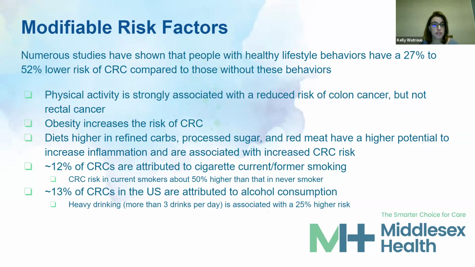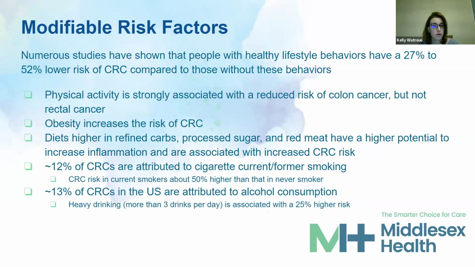Physical activity, for example, is strongly associated with a reduced risk of colon cancer. On the other hand, obesity increases the risk of colorectal cancer, as does a diet high in refined carbs, processed sugar, red meat. These all have a higher potential to increase inflammation and are associated with increased colorectal cancer.